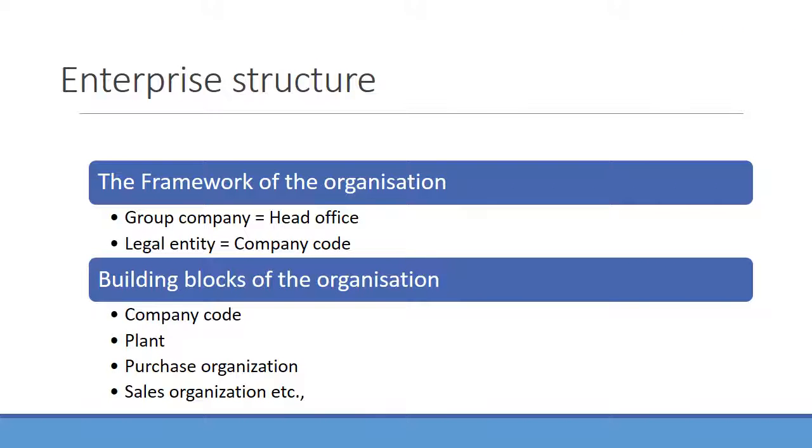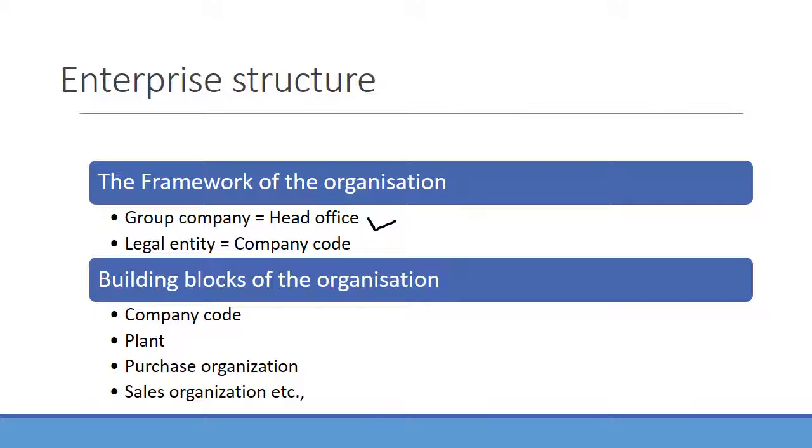The enterprise structure is the first step of configuration for any module in SAP. It represents the framework on which the organization is built. When you start configuring any module, you need a company to create all the relevant configurations. The organization structure typically consists of a group company and several member companies.